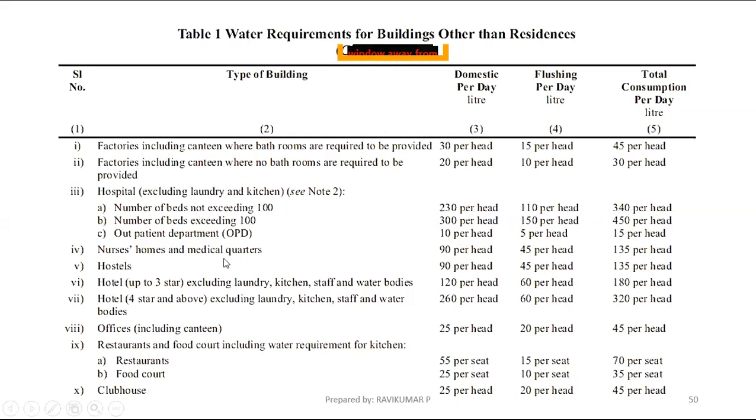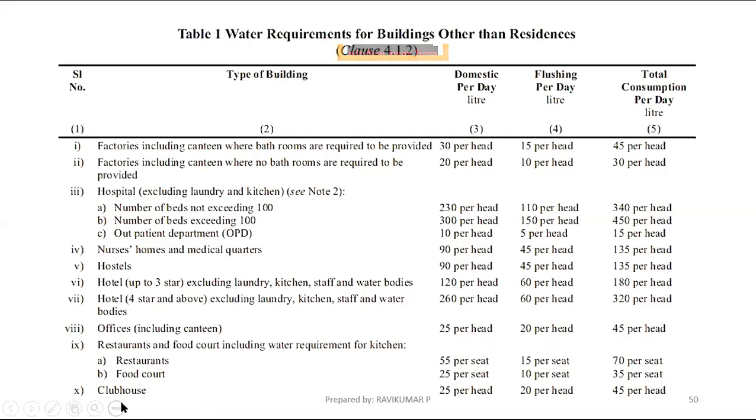Then nurses home, hostels, and office. If you are going to design the office including canteen, you have to consider 40 liter per head. In that 40 liter, 20 liter per head per day for domestic purpose and 20 liter per head per day for flushing purpose. Accordingly, you have to understand and design.